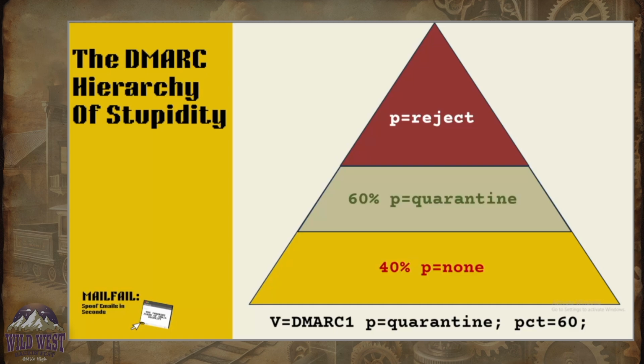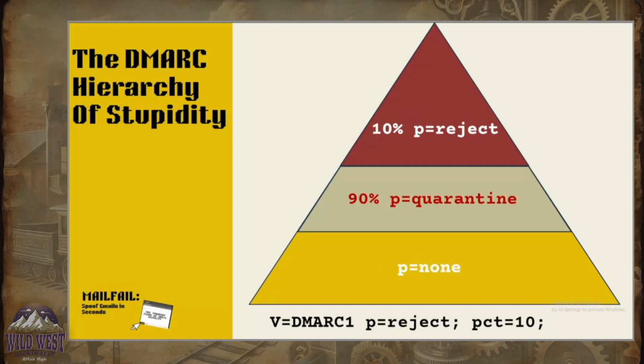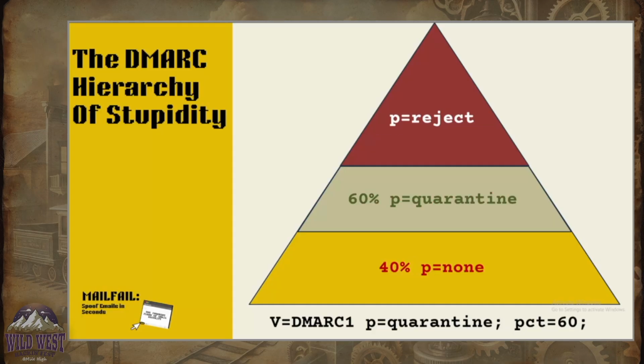60% of spoofed emails will be sent to spam, but 40% will be sent to your inbox. Why would you do that, you might ask? I think it was a part of the RFC where companies were hesitant about implementing DMARC at the time because they didn't want emails to be dropped. That was their big concern.